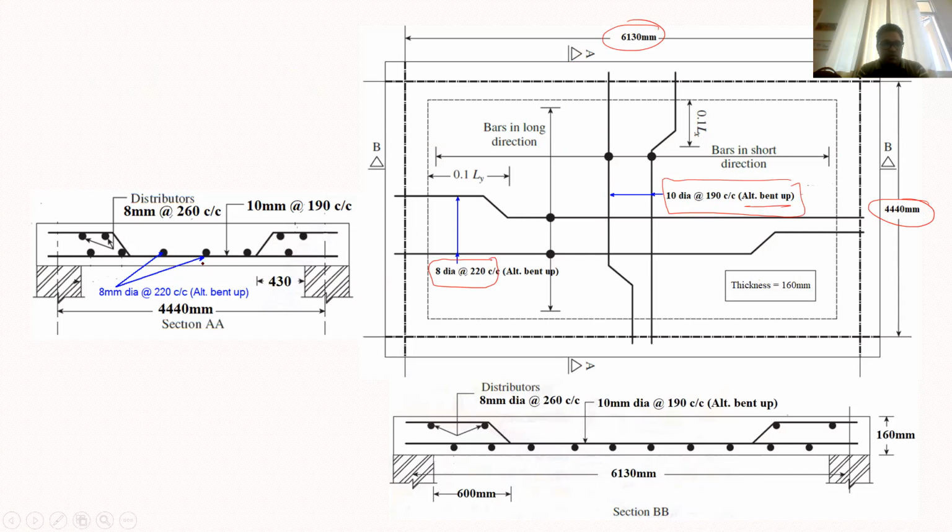Now, if we cut the section along the section AA, so here we get to know the details of reinforcement in more detail. So these are basically the reinforcement along the longer span, and these are the reinforcement along the shorter span. And here, these are basically the reinforcement as the distribution reinforcement. Similarly, here also, these are the distribution reinforcement. So this is how we make the reinforcement detailed sketch for the one-way and two-way slab. So this is for the two-way slab that we have just designed.